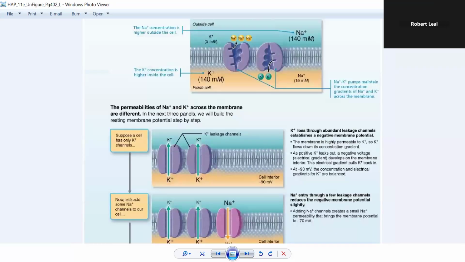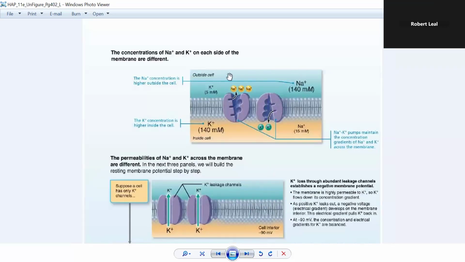Now, what am I looking at here? You're looking at a pump that helps maintain the inside at minus 70 millivolts. It's called the sodium potassium pump. It pumps out 3 sodiums and brings in 2 potassium. If you pump out 3 positive ions and only bring in 2, you're making the inside more negative. That helps maintain what's called the resting membrane potential at minus 70 millivolts.